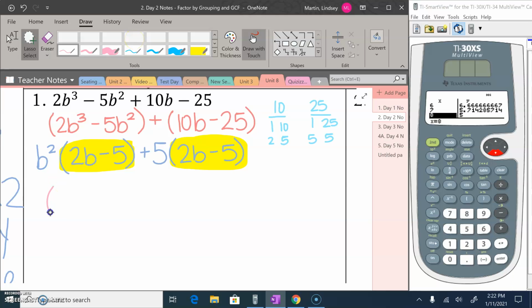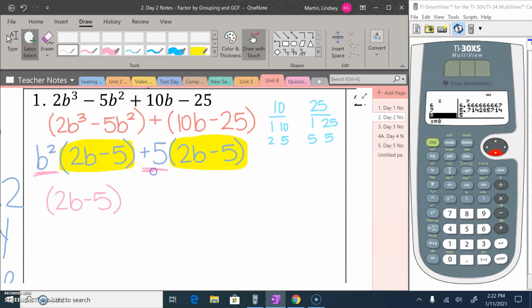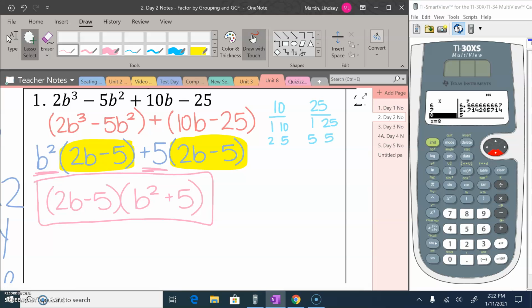So I'll rewrite it, 2b minus 5 out front. When I divide that out, I'm left with b squared plus 5. And that is my final answer. On to number 2.